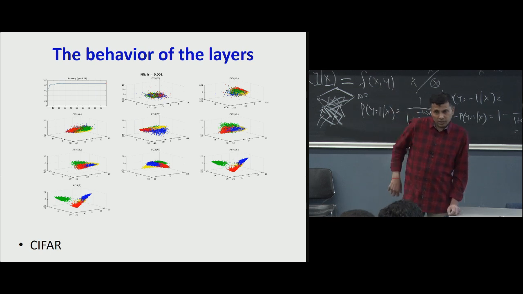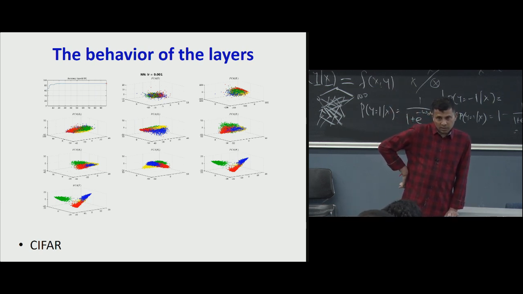Yes? If we want the data to become more linearly separable in every layer, why not explicitly force it through a loss function at every layer to make it more linear?